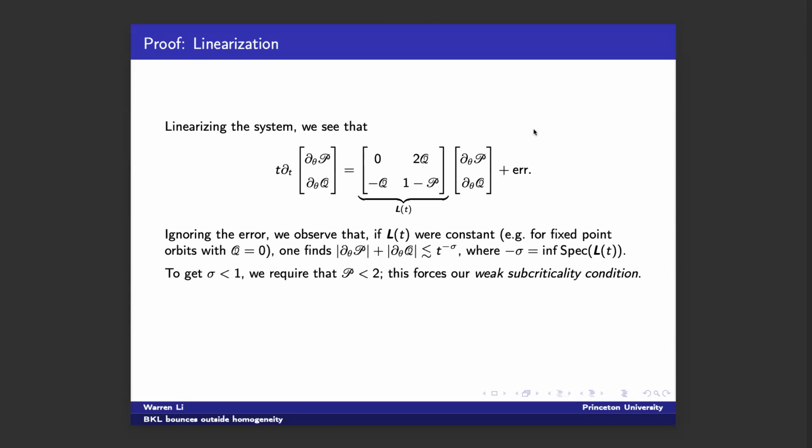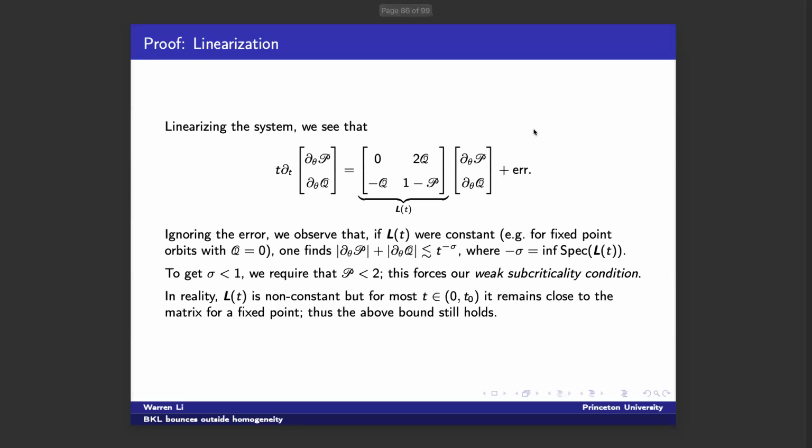Okay, so here's a comment. Remember my goal was to say that this sigma is less than 1. That's going to be true, but only if this P isn't too big. Remember, fixed points are when Q is 0. If P is bigger than 2, then the most negative eigenvalue of this becomes problematic. So that's why I have this extra section.